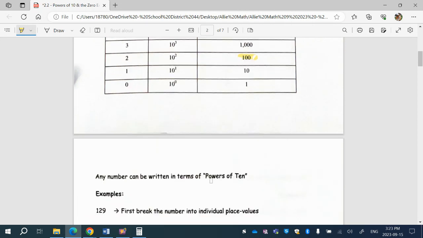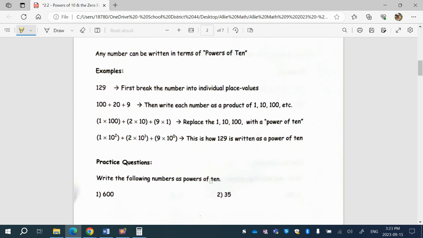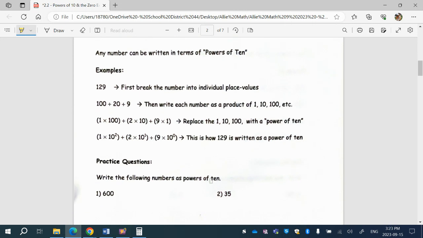So let's look at the backside of the sheet. This part can be a little tricky, so I'll go over it with you. We need to know that any number can be written in terms of powers of 10. For example, 129. First, let's break the number into individual place values. This place right here is known as the hundreds. This we call the tens spot, and this we call the ones spot.